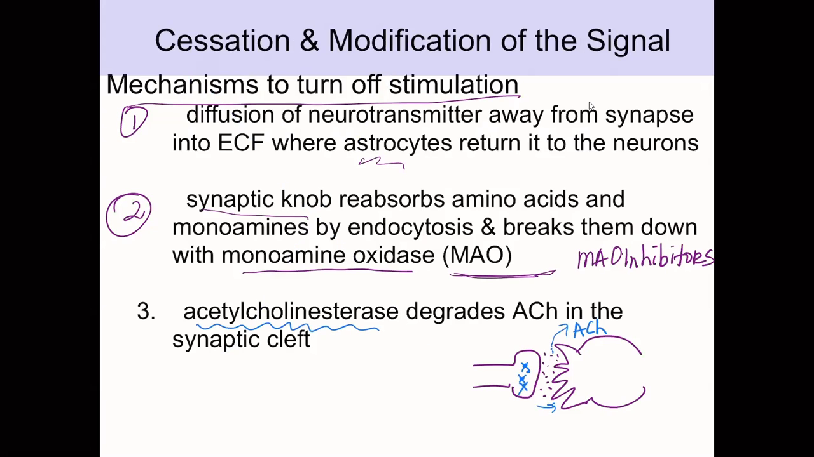So basically that's the end of it. These are three things that can happen to stop a neuron from firing.